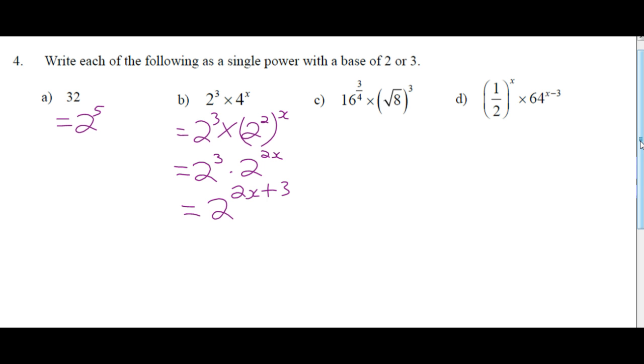16 to the 3/4. How do we express 16 as a power of 2? 2, 4, 8. So 16 is 2 to the 4th, right? So instead of 16, we write 2 to the 4th. It's being raised to the power of 3/4. Instead of root 8, what's 8 written as a power of 2? 2 to the 3, right? So it's 2 cubed.